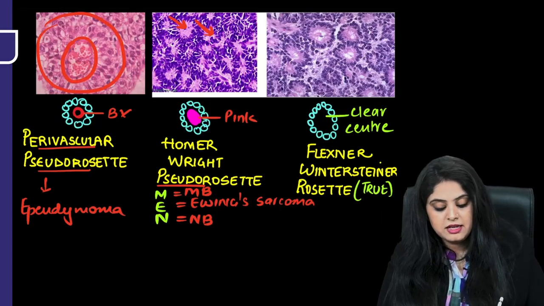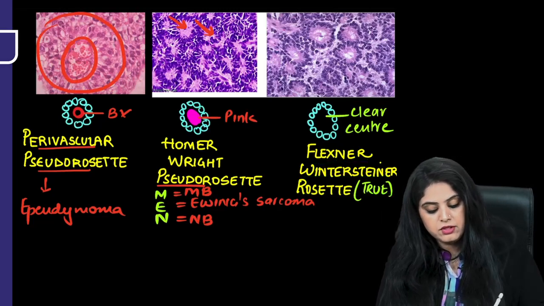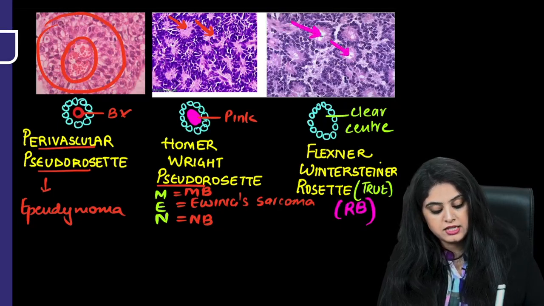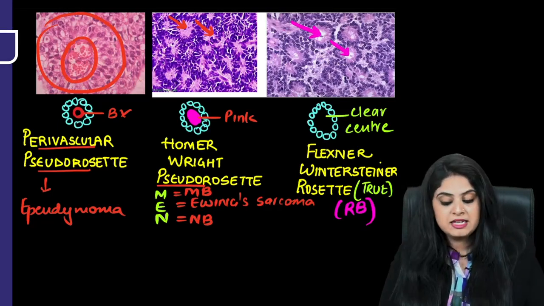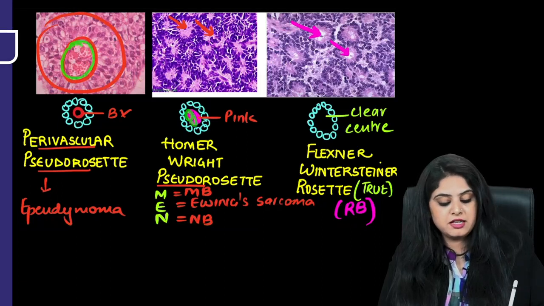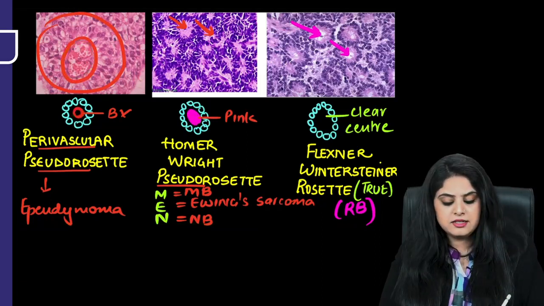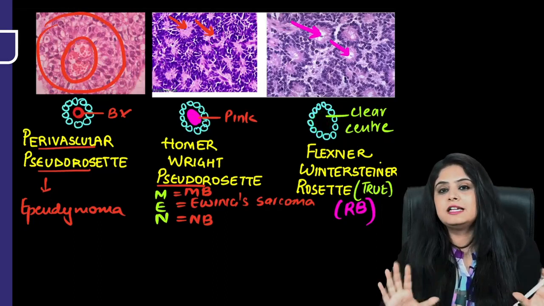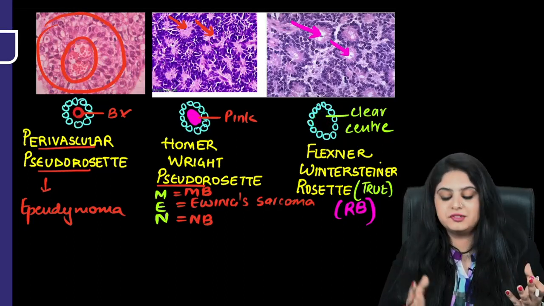That is known as a Flexner-Wintersteiner rosette. Have a look at the center, it's white. Center is white, and this is something you see in the eye tumor, that is retinoblastoma. This is a beautiful description. The concept being, if something is in the center, it is fake. Center is clear, perfect. This is a clear-hearted, real, true-hearted person.